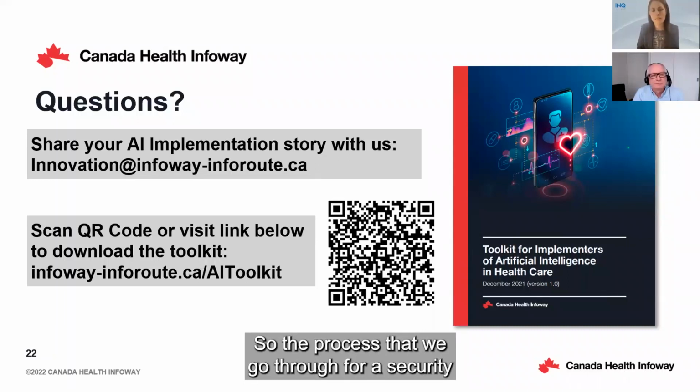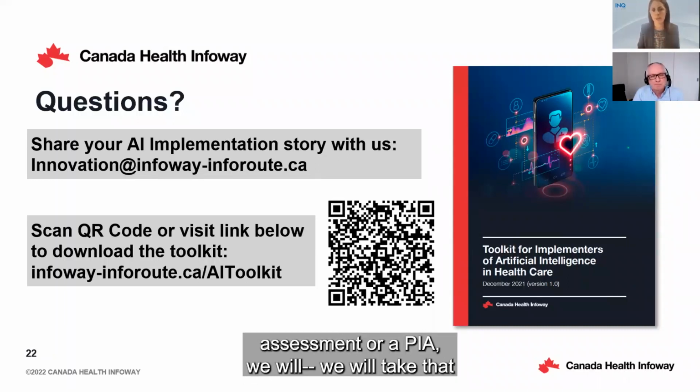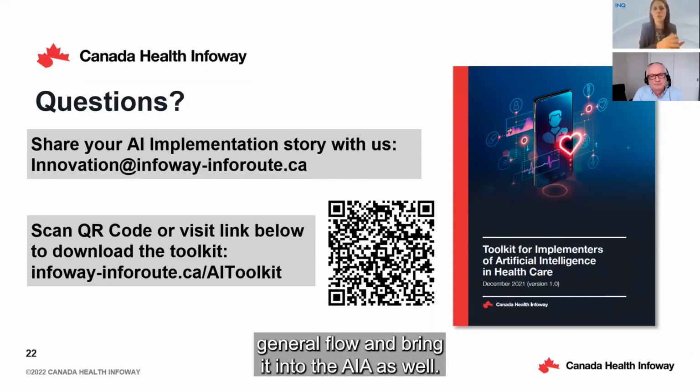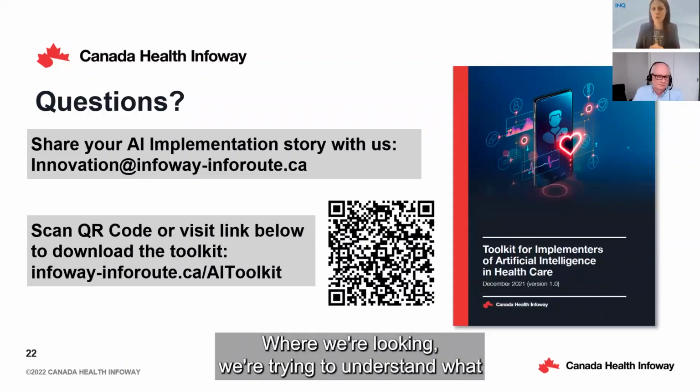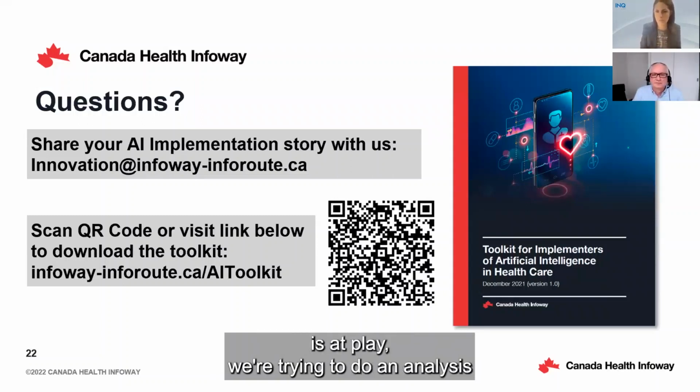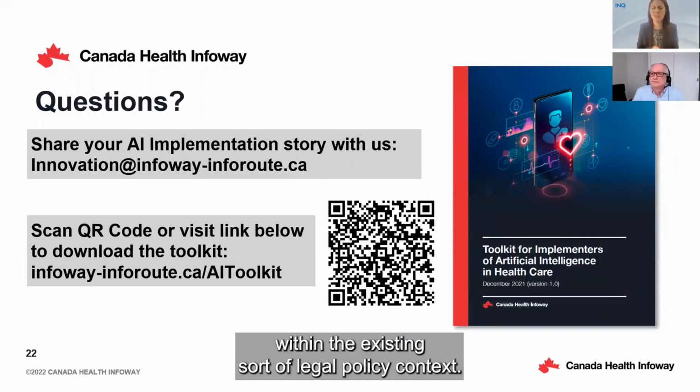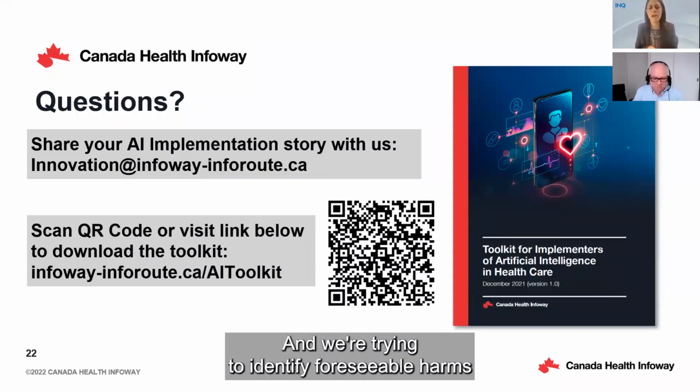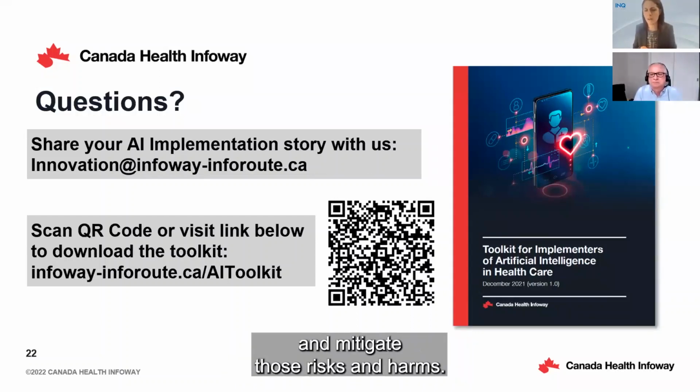The process that we go through for a security assessment or a PIA, we will take that general flow and bring it into the AIA as well, where we're trying to understand what is at play. We're trying to do an analysis within the existing legal and policy context, and we're trying to identify foreseeable harms and mitigate those risks and harms.